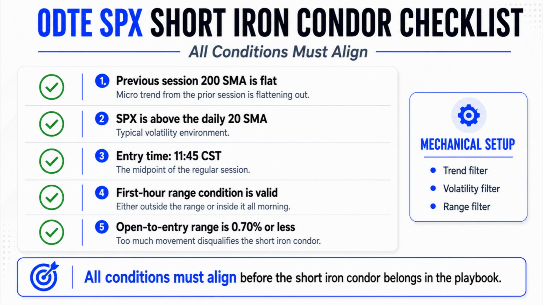The previous session's 200 SMA on the 5-minute chart is flat. SPX is above the 20 SMA on the daily chart. The trade goes on at 11:45 Central Standard Time. At that time, I like the short iron condor if price is outside the first hour range and the range from the open to the time of trade execution is not greater than 0.70%. I also like it if price is inside the first hour range and has stayed inside the range all morning.